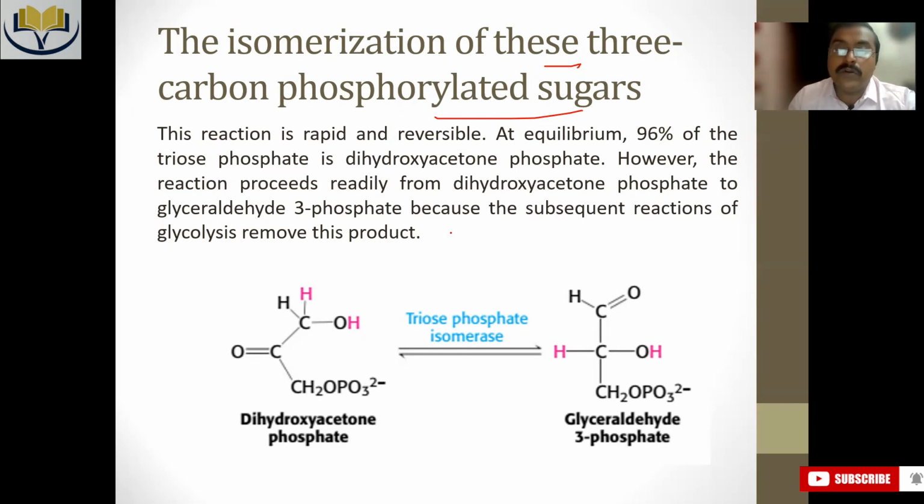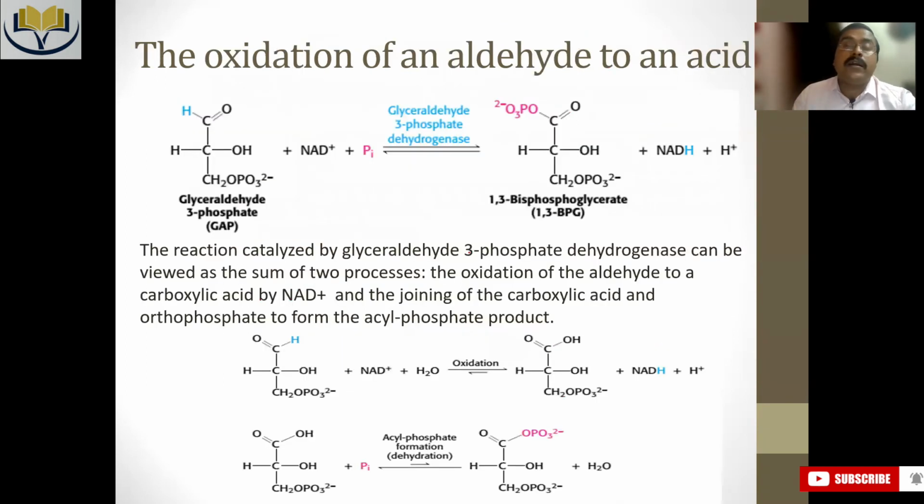That is why it should convert into glyceraldehyde 3-phosphate, with the help of an enzyme known as triose phosphate isomerase. So in this way, more or less 90% of the components which are there are cleaved down. Okay, so now we are going to enter into the payoff phase.